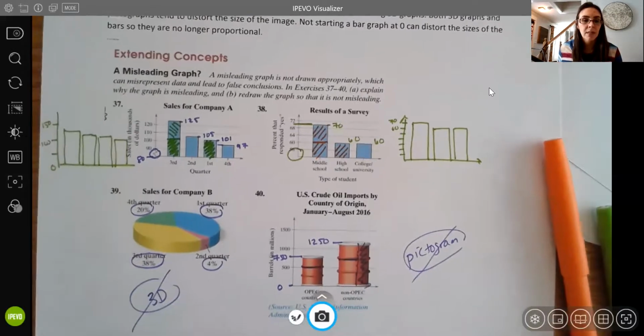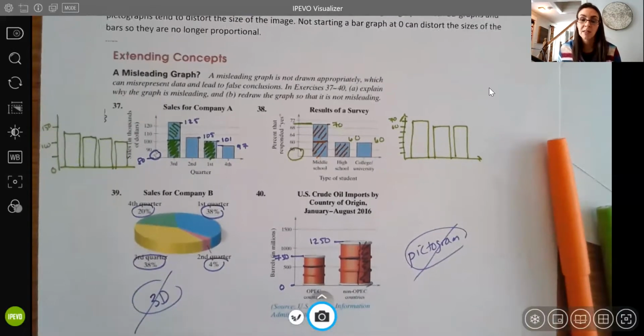You should not be misleading anybody or trying to make the data look different to support your theory or your political agenda or your personal beliefs. And there's a lot of that out there. So you want to be careful as you go through and start looking at these graphs in the real world.